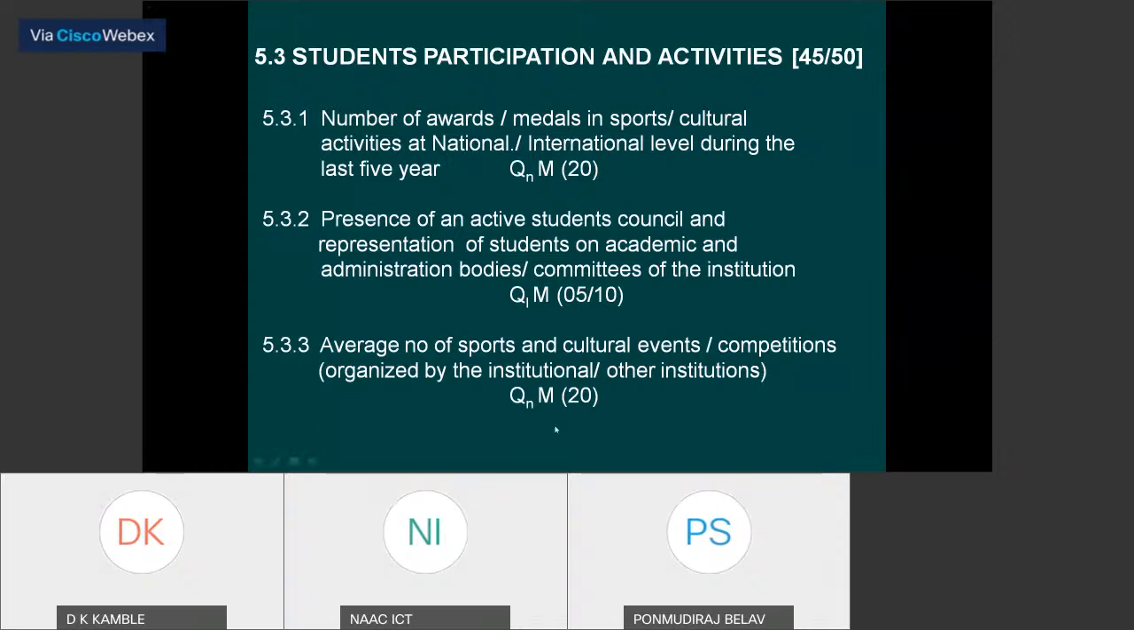Then, quantitatively, the average number of sports and cultural events or competitions organized by the institution, at institutional or other levels, requires documents of the organized events. Here also a brochure or brief report is required. In that brief report, how many students participated, how many teachers were involved, the date, and the place should all be available in the report, with photo proof.